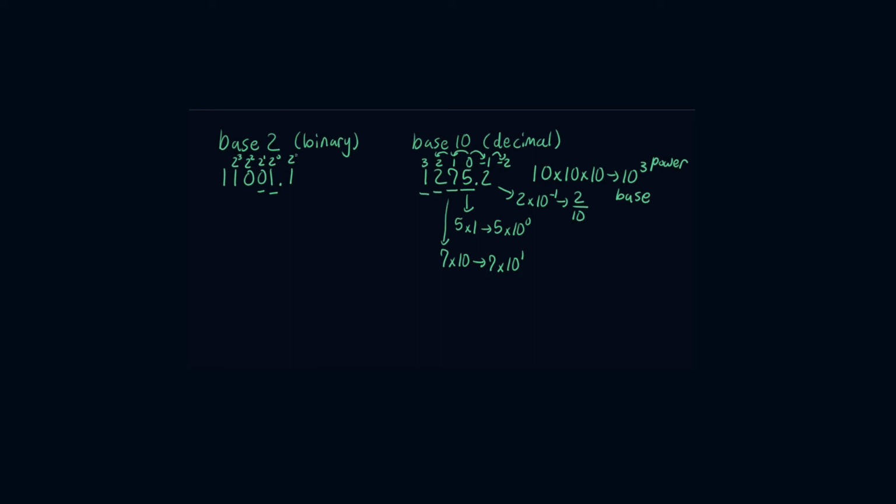And the next position could be the fours place, and so on, increasing by a multiple of 2 for each position we move to the left. Similarly, we could call positions to the right of the point the halves place and fourths place, and so on.